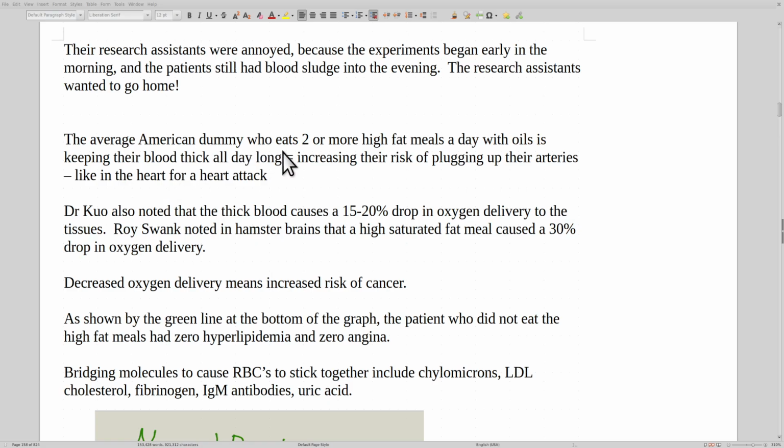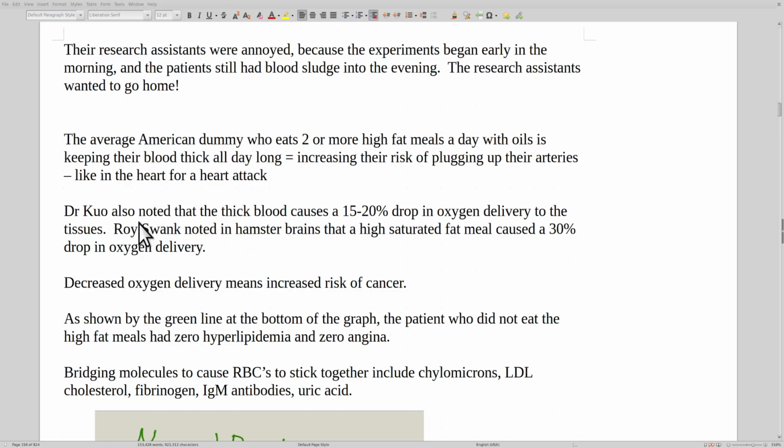The average American is eating two or more high-fat meals per day with oils, and they're keeping their blood thick all day long, so they'll have a tendency to have hypertension, and they're at great risk of progressive worsening atherosclerotic occlusions of the arteries to their heart, their kidneys, and their brains.